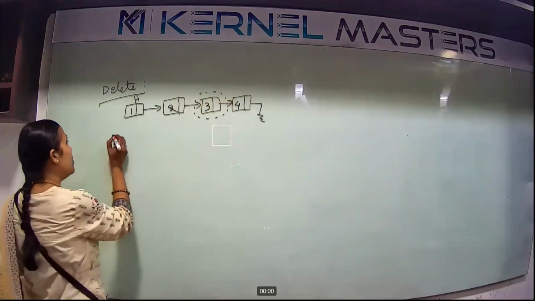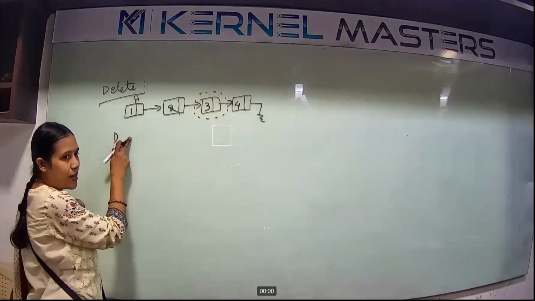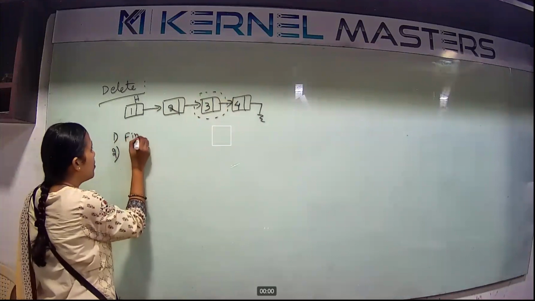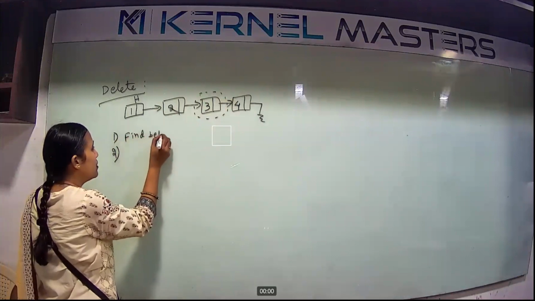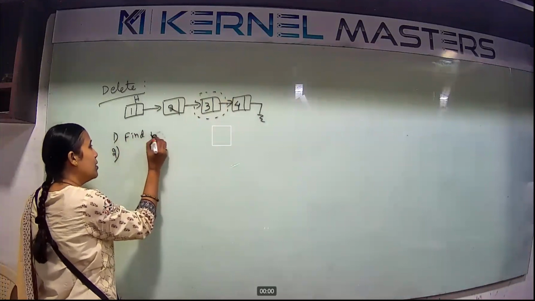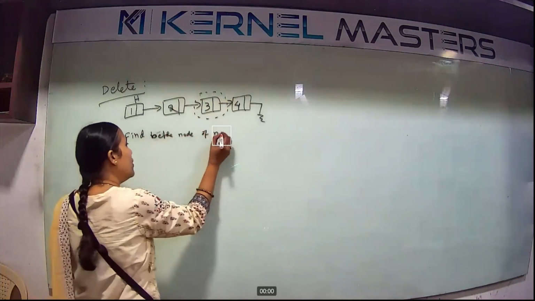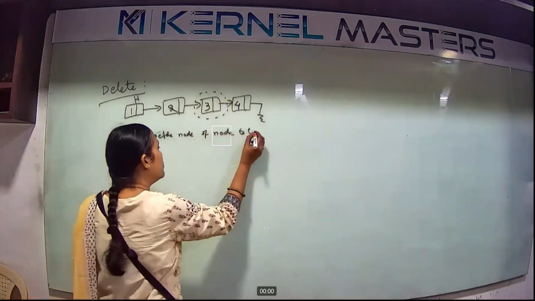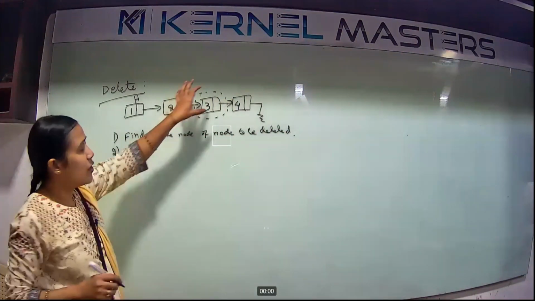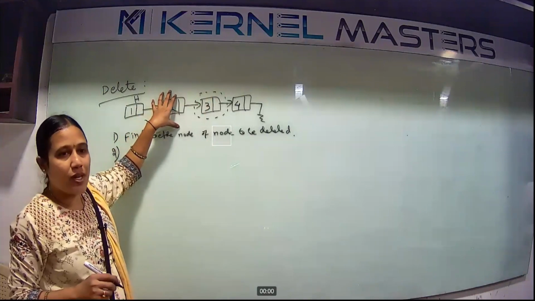So here also deletion requires 2 steps, and step 1 is finding the before node, the before node of the node to be deleted. If I have to delete node 3, I need to find 2. The before node is important here.